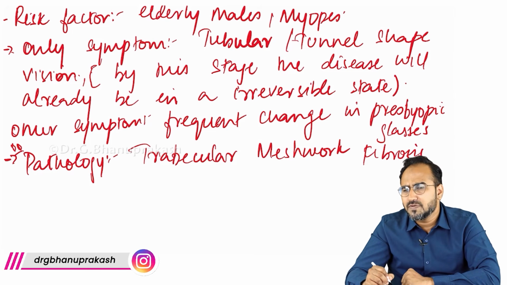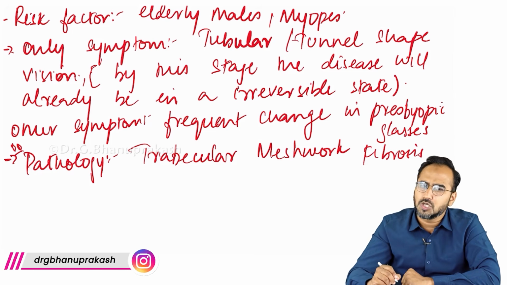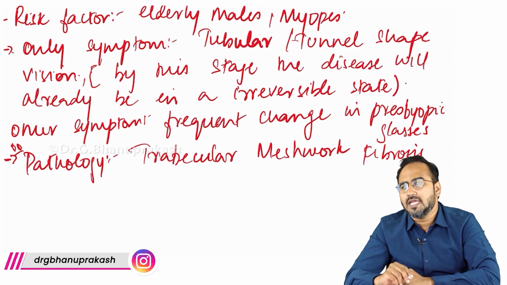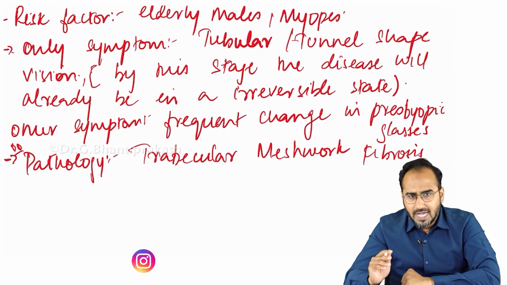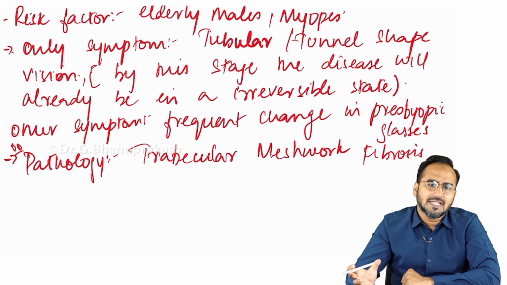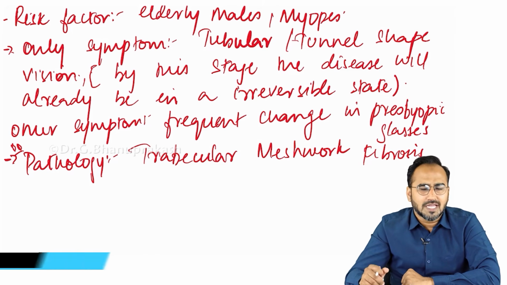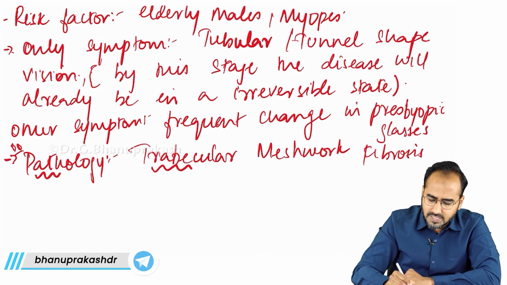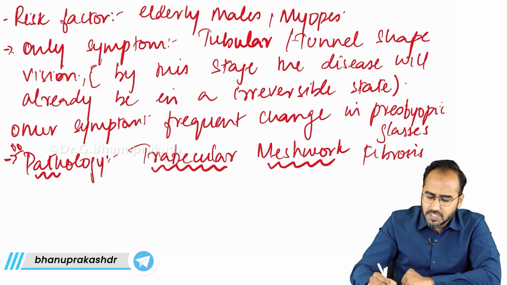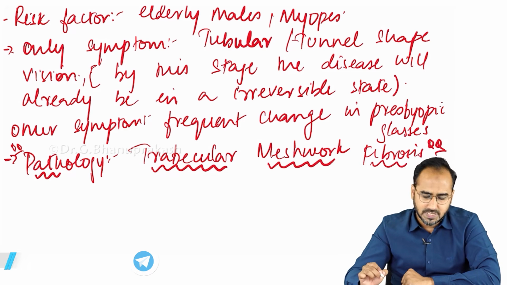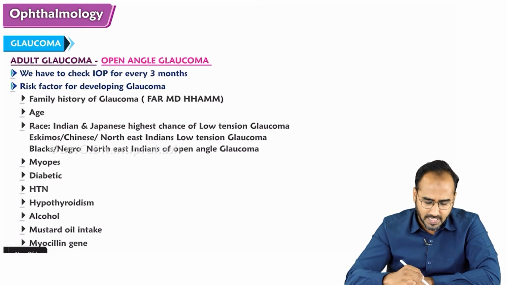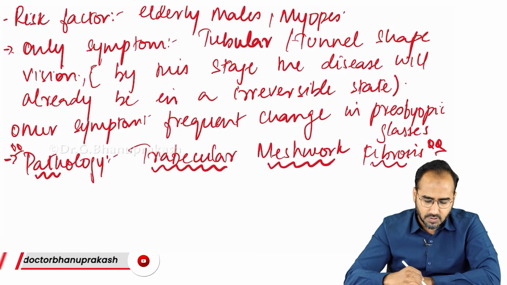As the trabecular meshwork is fibrosed, the aqueous humor does not flow. As the aqueous humor is not flowing, what will happen? Aqueous gets accumulated inside the eye, that leads to the raised intraocular pressure. So, the basic pathology of open angle glaucoma is trabecular meshwork fibrosis. That is the basic pathology of what glaucoma? Open angle glaucoma.